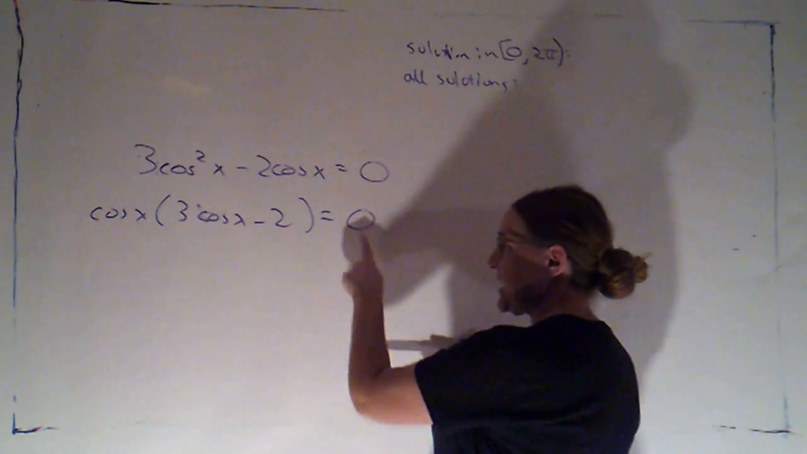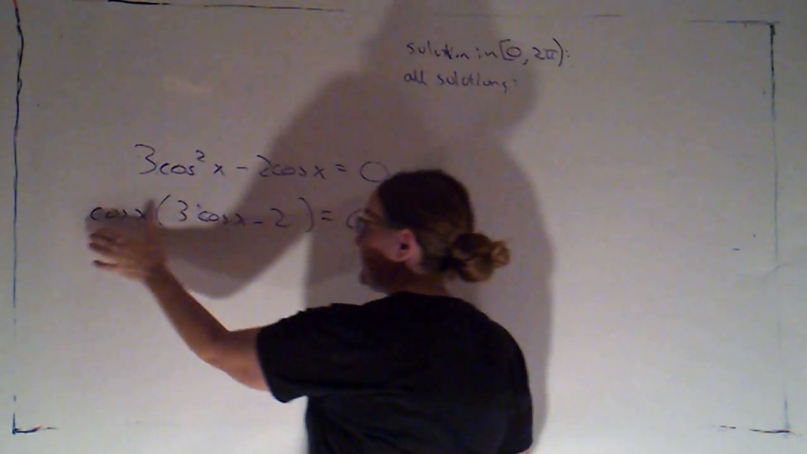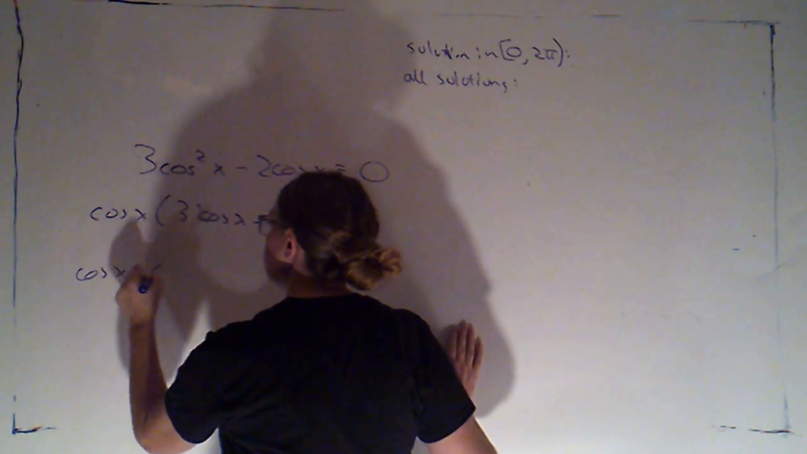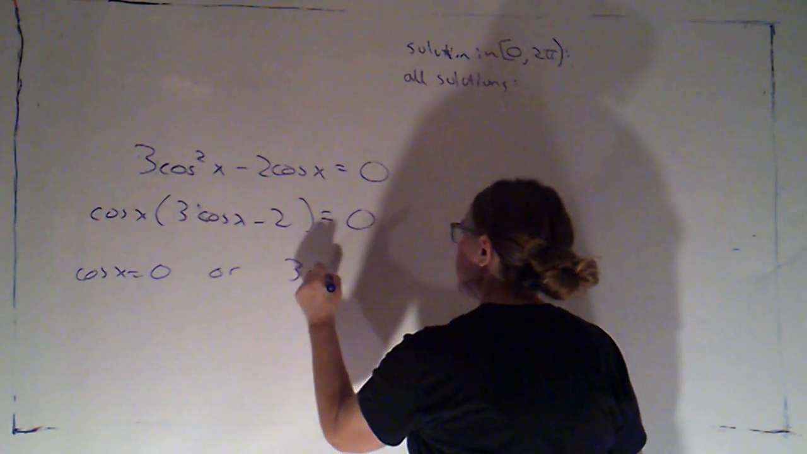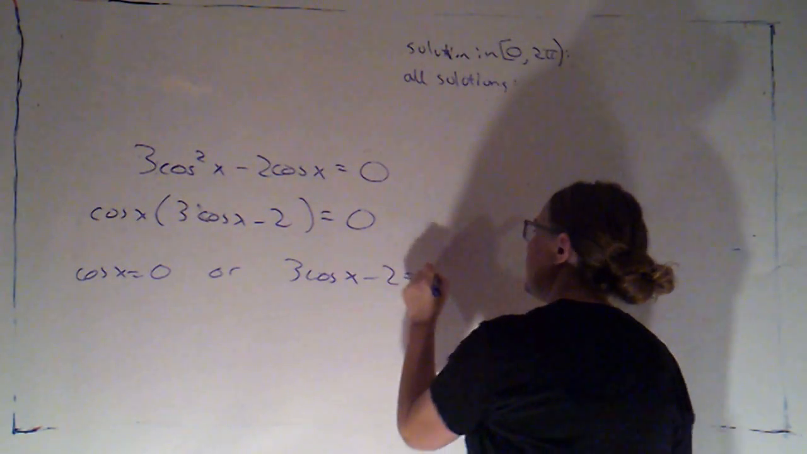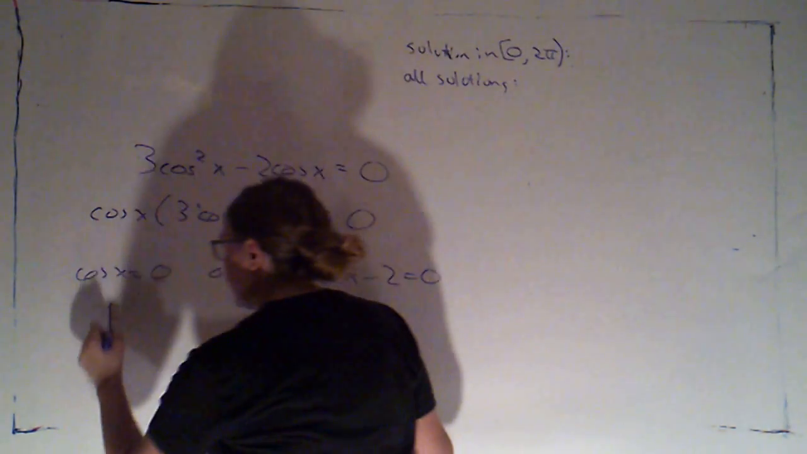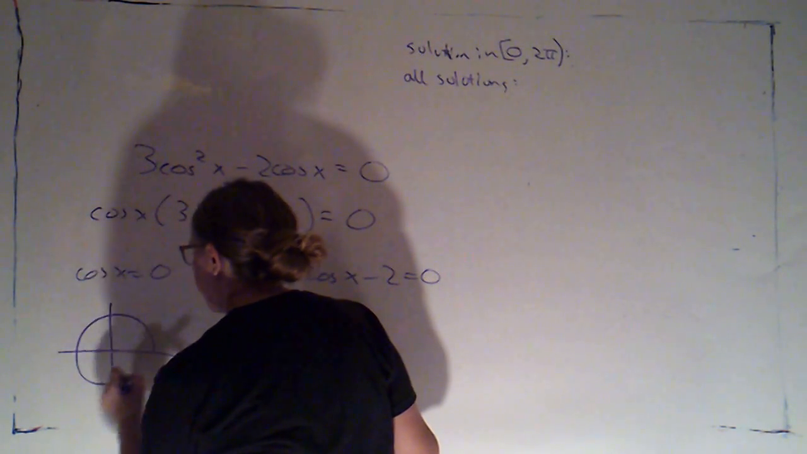So now I know, because they're equal to 0, one of these factors must be 0. So either cosine of x is 0 or 3 cosine x minus 2 is equal to 0. Now again, 0 is a special number. That tells me we're talking about quadrantal angles.